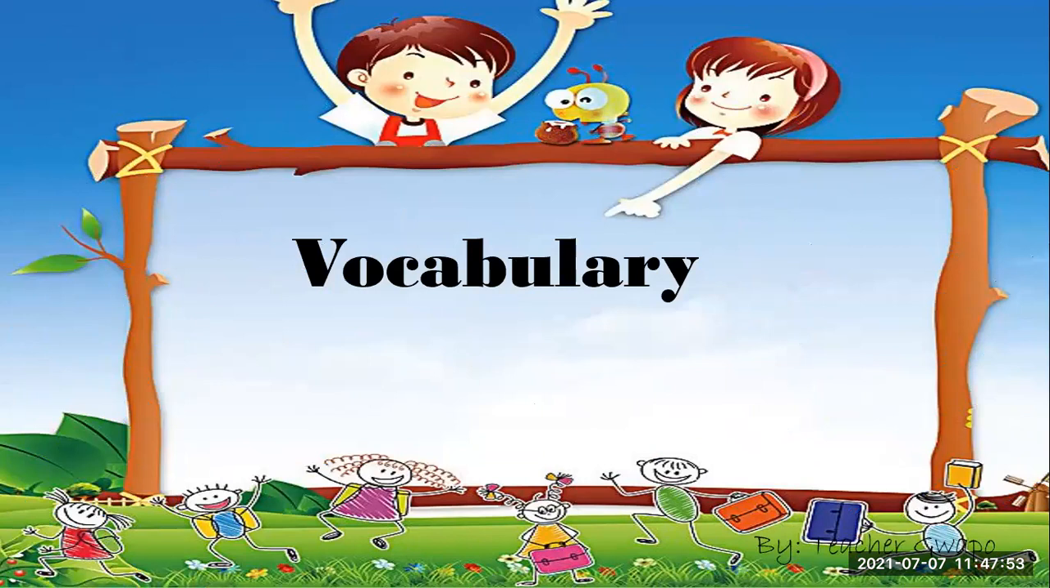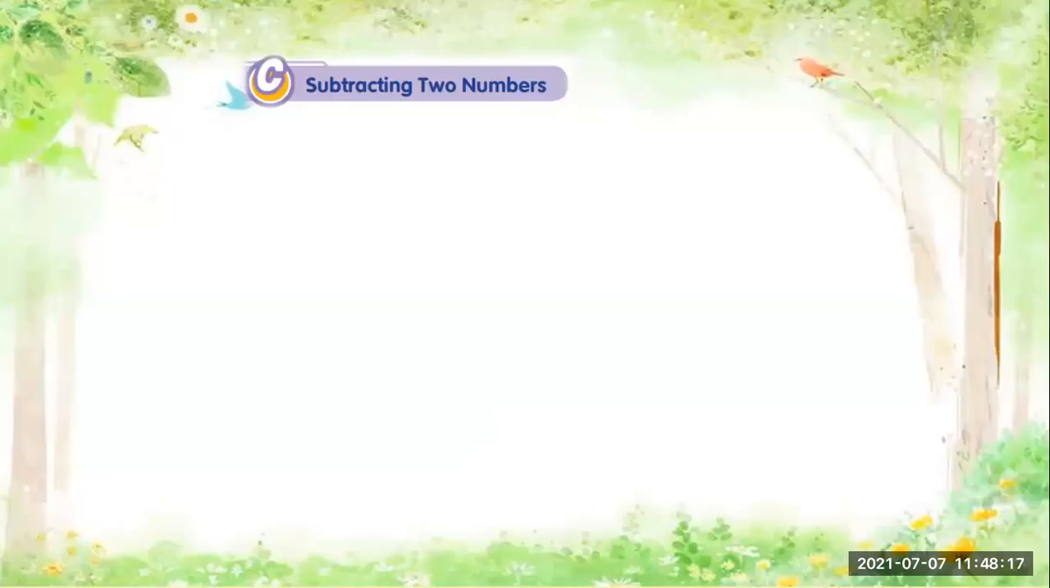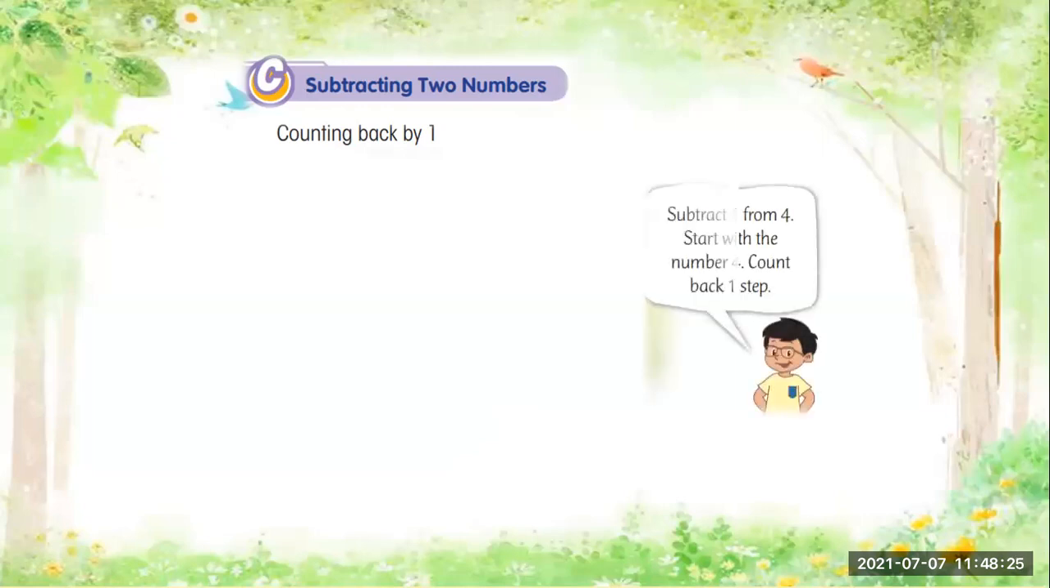In the previous video, we learned about the meaning of subtraction. So this is the symbol or sign of minus. That means minus. And this one is called equal, means equal to. And minus means to take away. Now, subtracting two numbers. Let's say, for example, this one is counting backward by 1. So, subtract 1 from 4: start with the number 4 and count back 1 step.